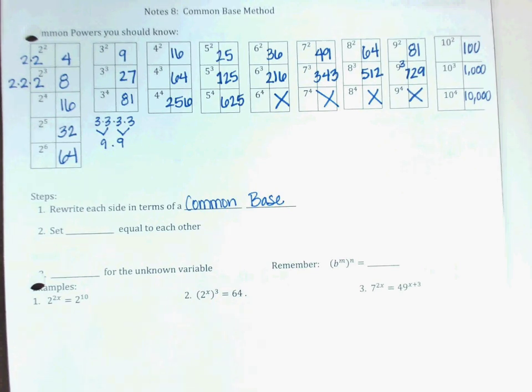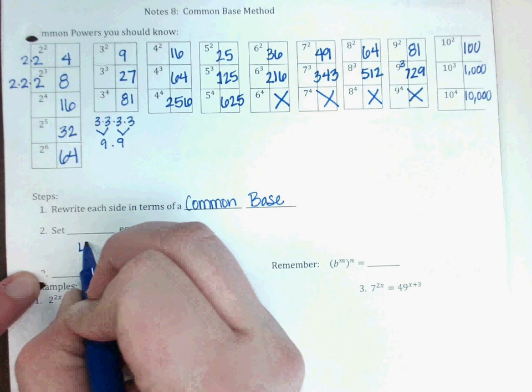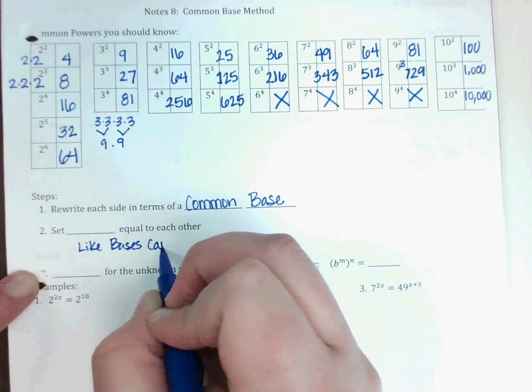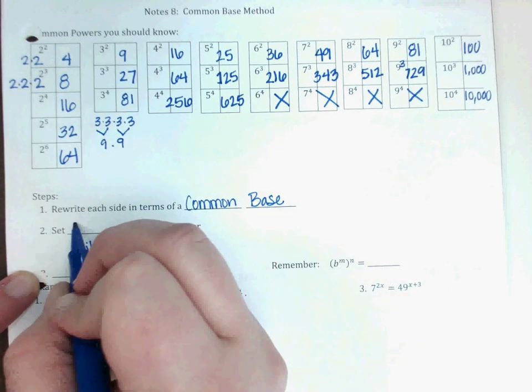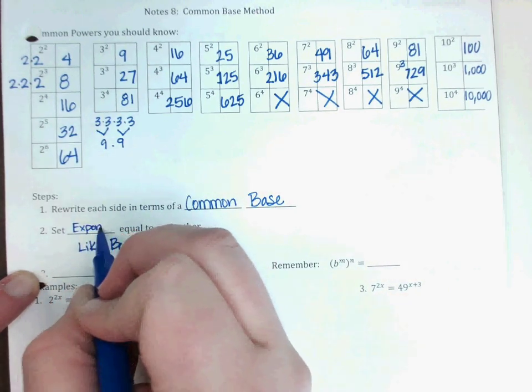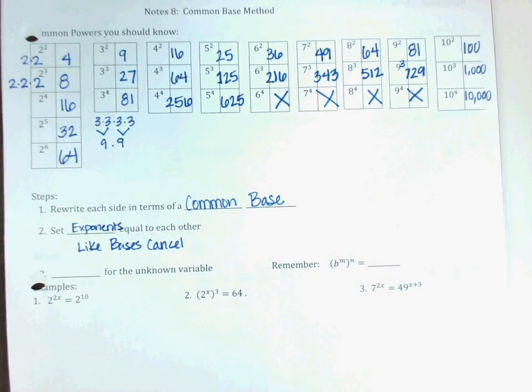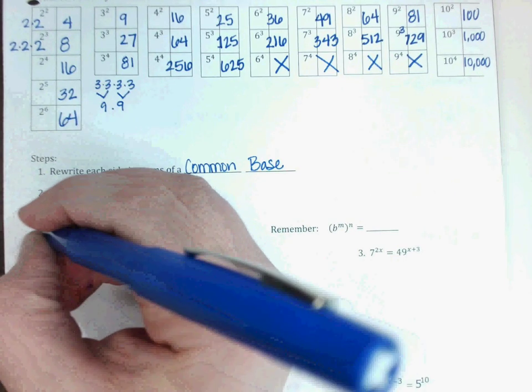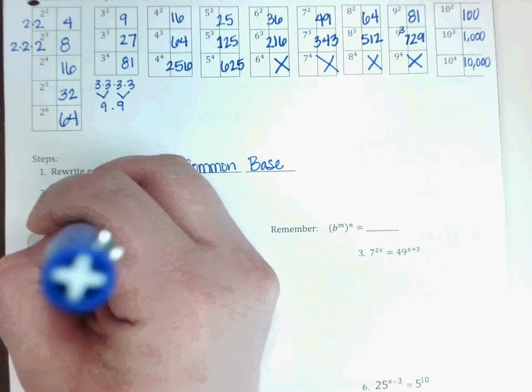Now, once you do that, like bases are going to cancel. And you're going to set only the exponents equal to each other. So you're going to get a common base on both sides. You're going to cancel the common base out and then just let the exponents be equal. Okay, and then from there, your little hole punch number 3, you're going to solve.